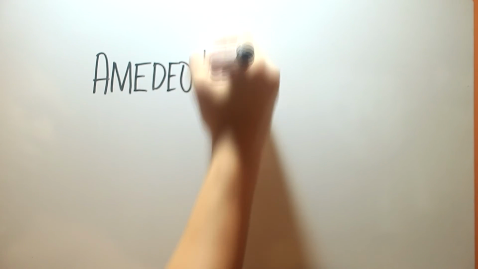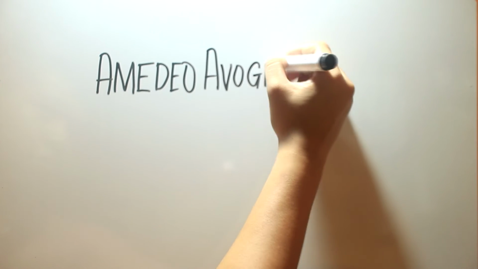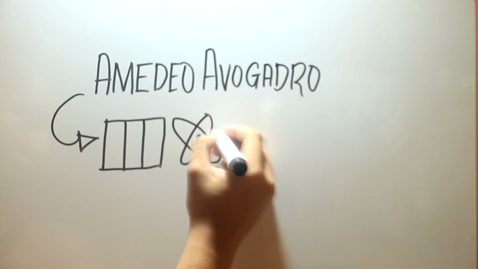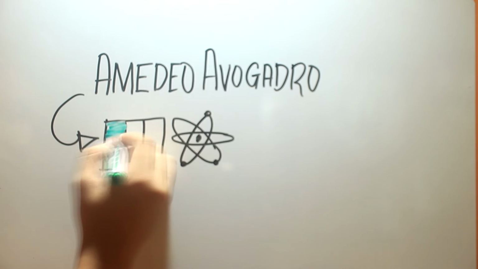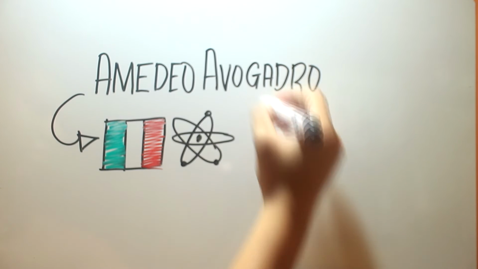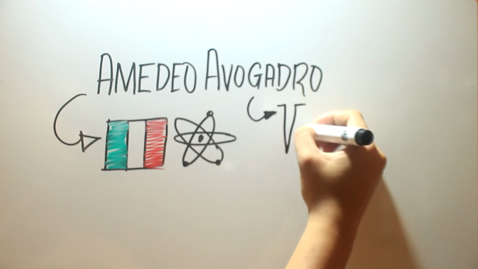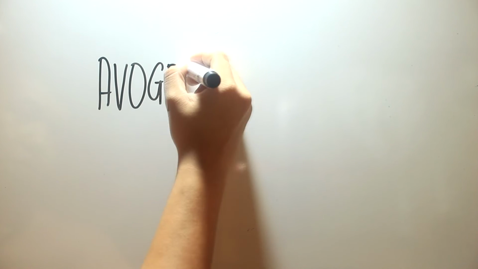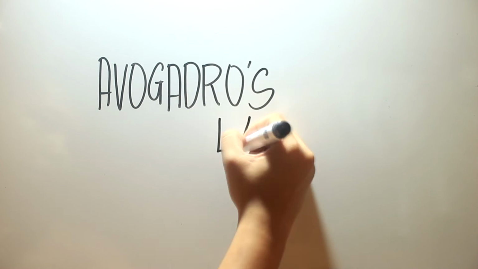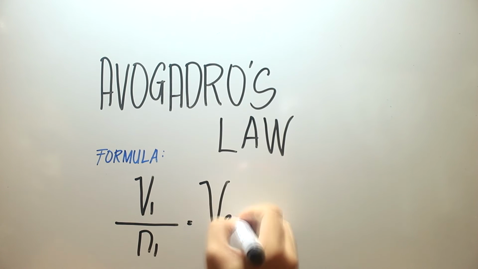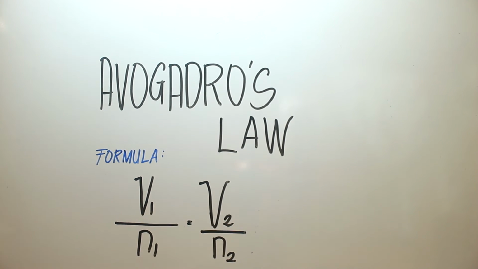Amedeo Avogadro was an Italian physicist and lawyer. He is well known for Avogadro's law, also known as the volume-amount of gas relationship, which states that volume increases as the number of particles increases if temperature and pressure stay constant. Also, volume decreases as the number of particles decreases if temperature and pressure stay constant. The formula for this law is V sub 1 over mole sub 1 is equal to V sub 2 over mole sub 2.